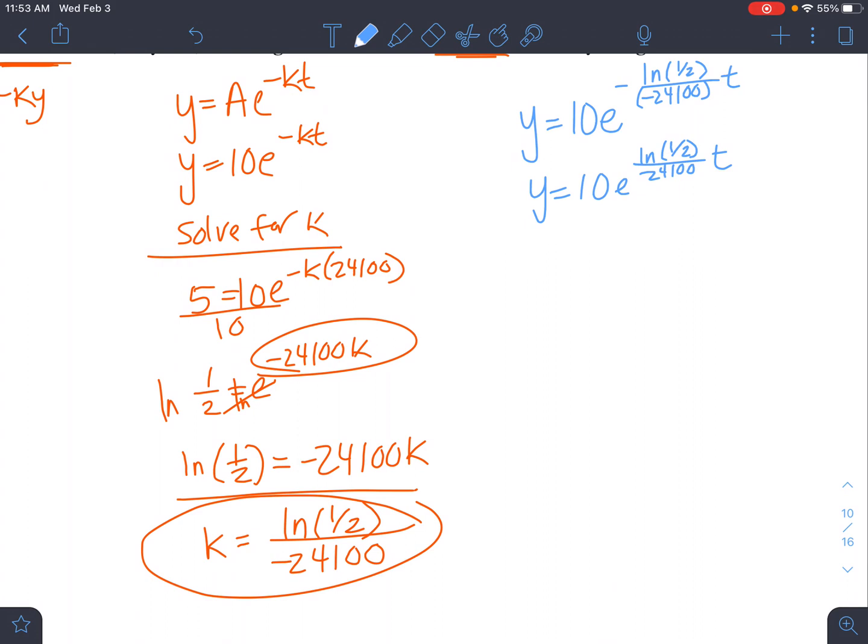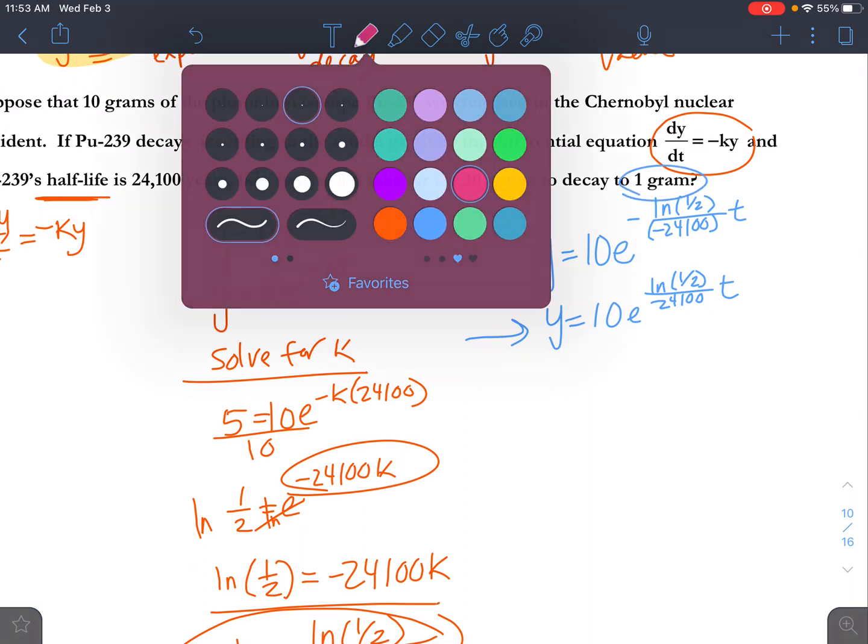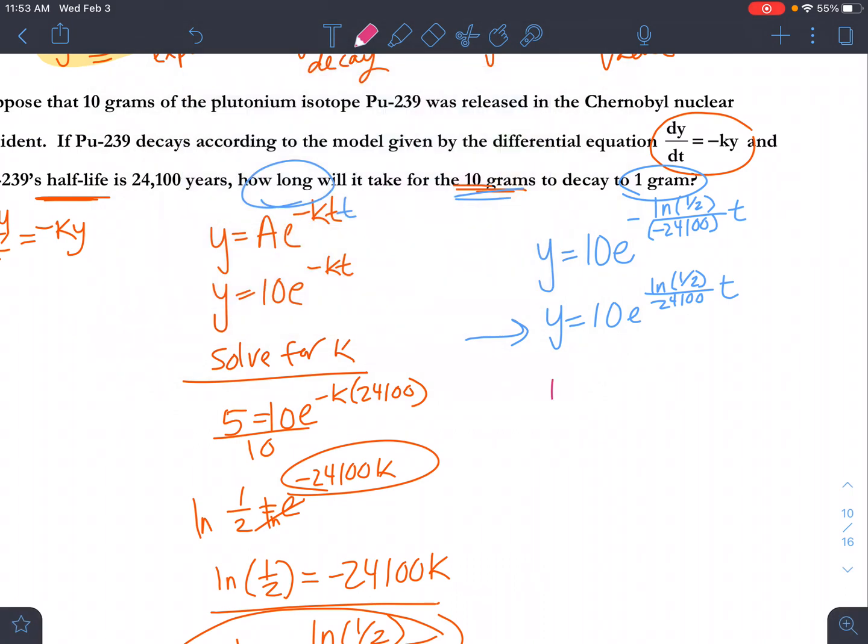And then finally, now we're going to answer the question. The reason that these are difficult is because it has a lot of algebra going into it. Your Algebra 2 skills have to be pretty strong in order to get to this step. But once you're here, now we're just solving for, let's see, it says how long will it take? So what is t? If I have 10 grams to start, we already have that in our equation. When will it decay to 1 gram? Okay, so you're solving here. I'll write in pink: 1 equals 10 e to the natural log of 1/2 over 24,100 t.